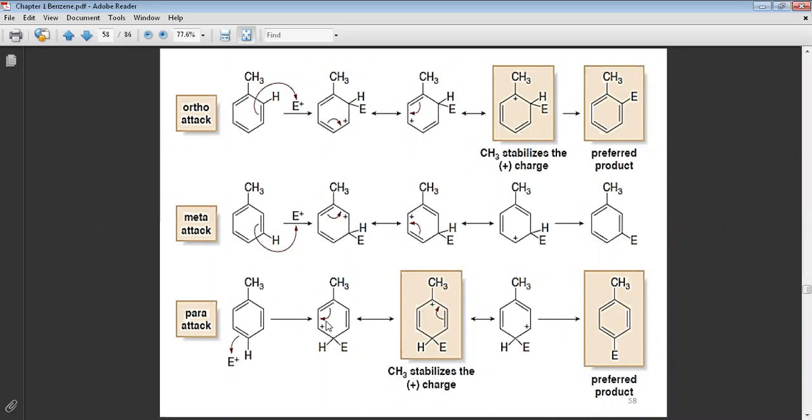Which one is more stable? The second one, because the methyl group directly donates. You can say it is a tertiary carbocation. That means which one is preferred, para attack or meta attack? Para. That means the alkyl group orientation will be ortho, para, not meta. Why not meta? Because there is no stable resonance structure.